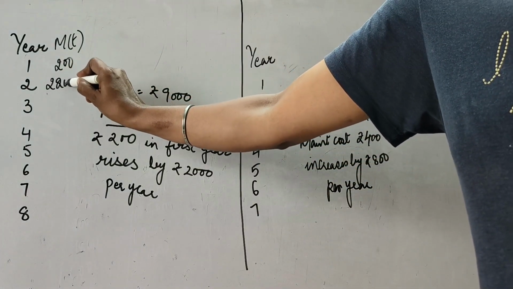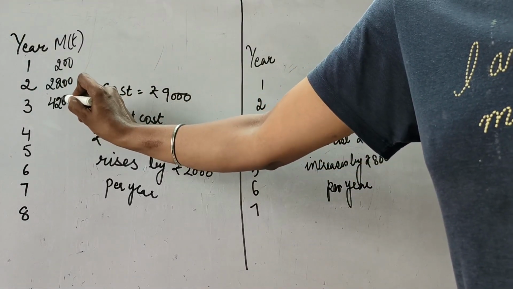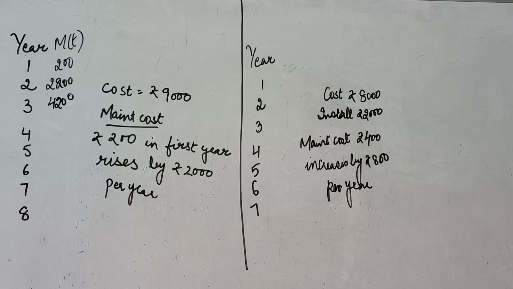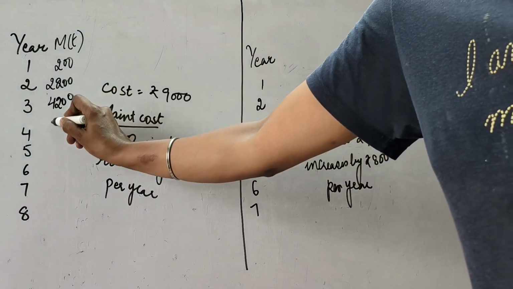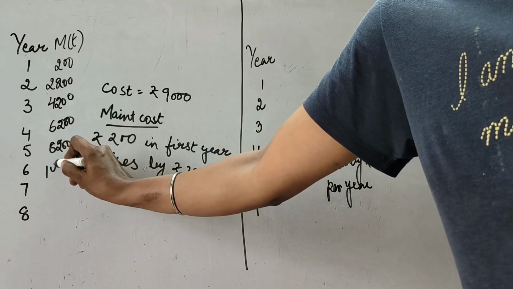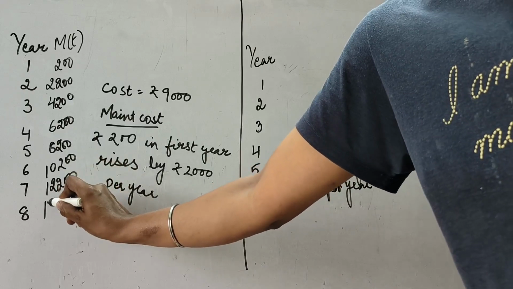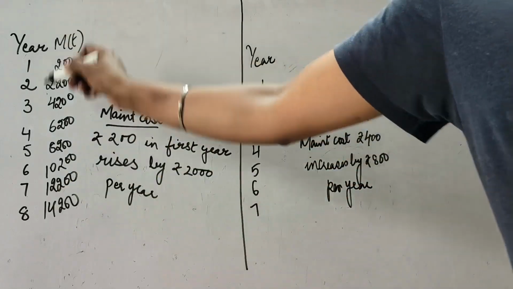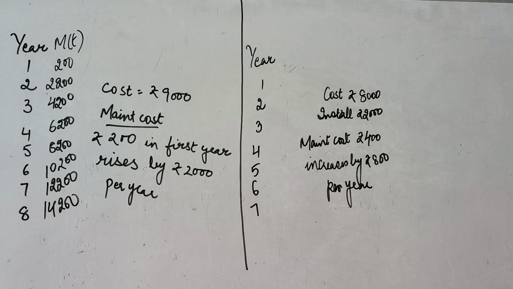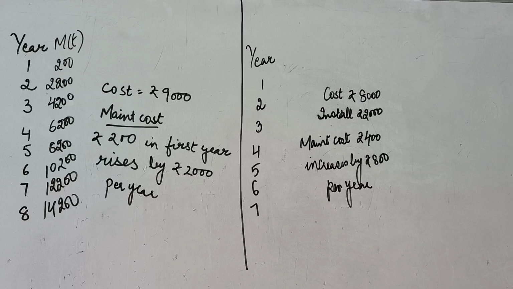It means in the next year it will be 2,200. In the next year it will be 4,200. So you have to increase the maintenance cost by rupees 2,000, and in the next year it will be 6,200, then 8,200, then 10,200, then 12,200, like that. For how many years we have to make this table is generally arbitrary. You can make it for 5 years, 6 years, you can just try. If you are getting the results, it is okay. Otherwise, you can extend this table by increasing 2,000 per year.